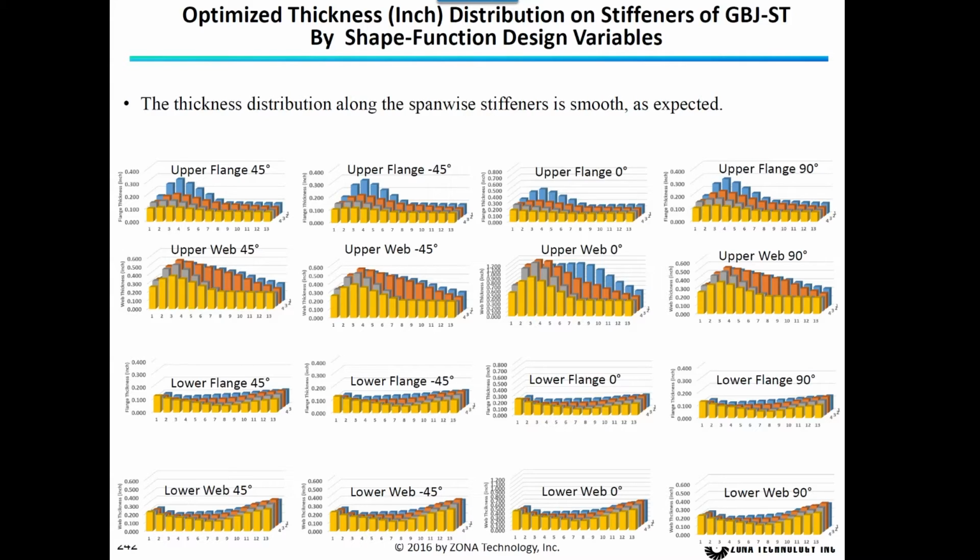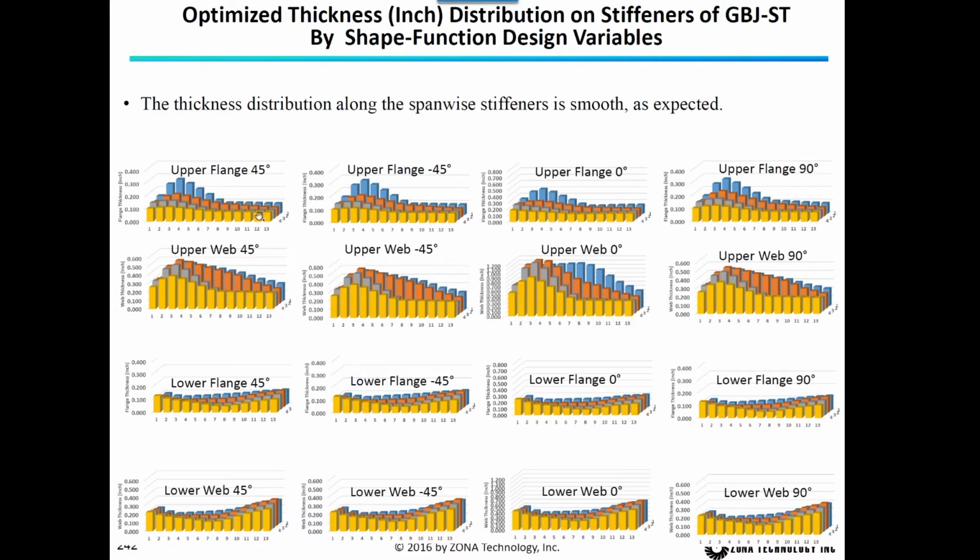You can see this is the spanwise stiffener near the wing leading edge. This is near the wing trailing edge, and we have 4 sets of spanwise stiffeners. So you can see that the thickness distributions are all very smooth.